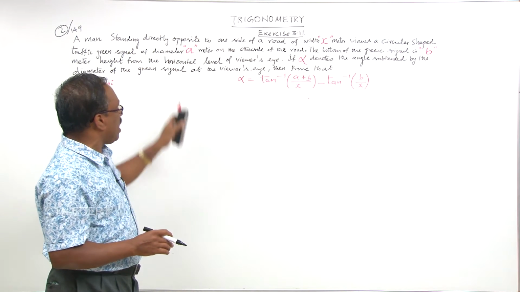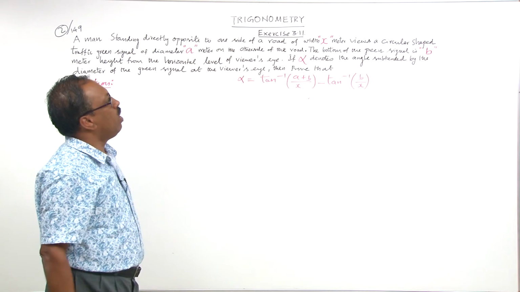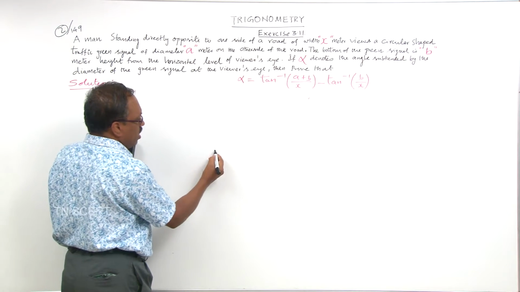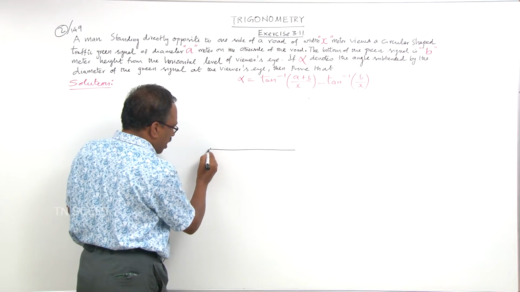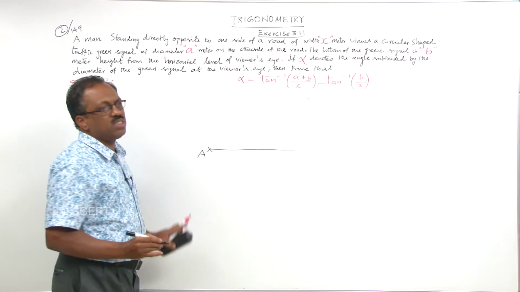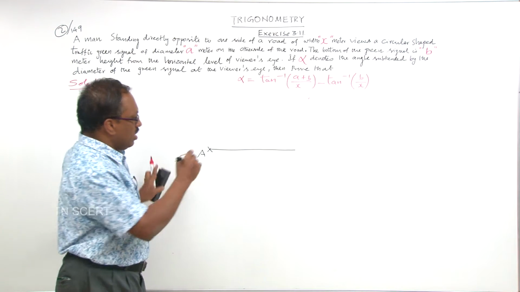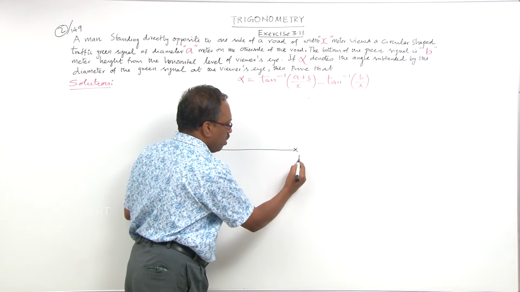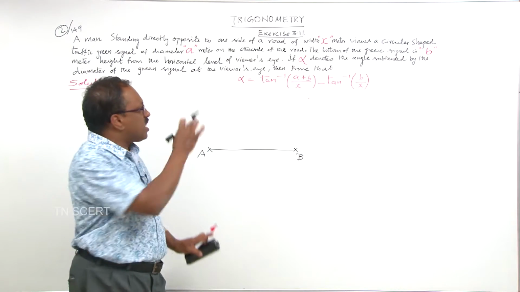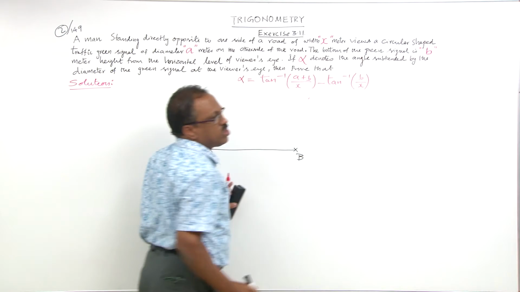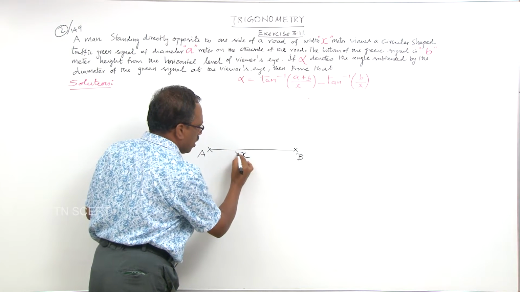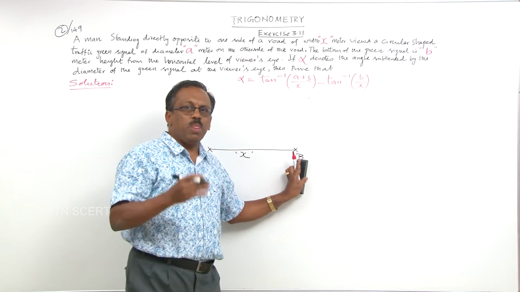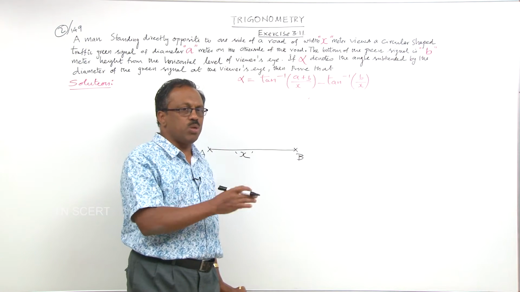A man is standing directly opposite to one side of a road of width x meter. That means a person is standing on the roadside. You can take the person as A here. The other end of the road is B. The distance between them is x meter. This is clearly given, x meter. So the person is standing over here and the road's other side is B. The distance between them is x.